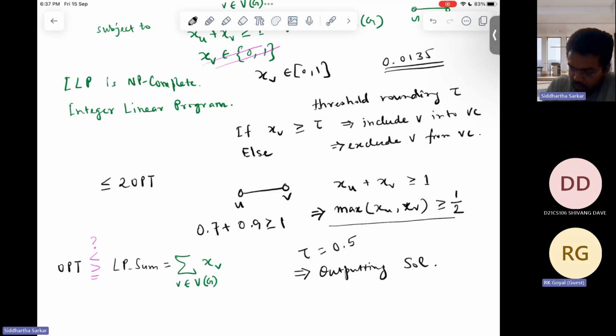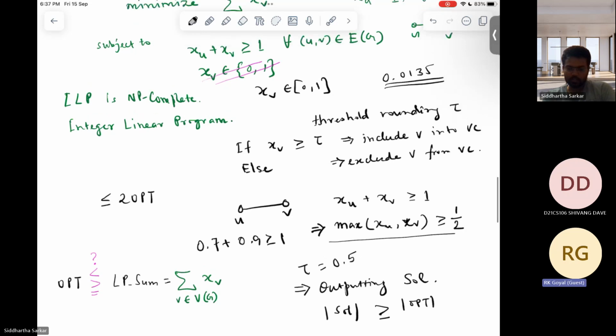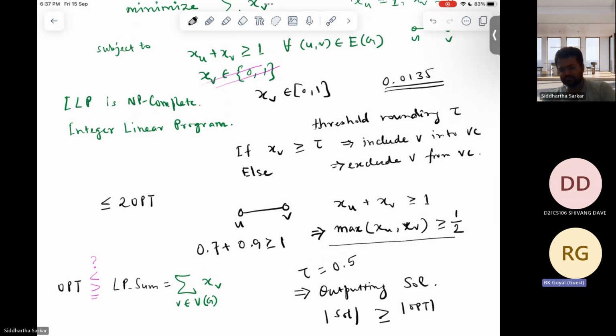Definitely the size of SOL is at least the size of OPT. OPT is the minimum vertex cover given the graph. And this solution, yes. So then the size of this solution would be greater than this OPT. So you are saying that we should have this relationship. Is that correct?